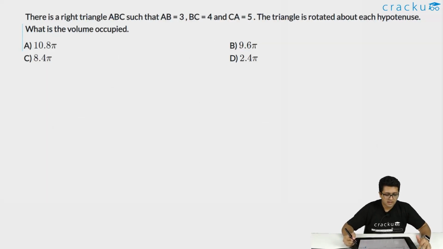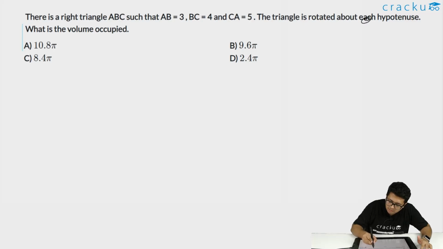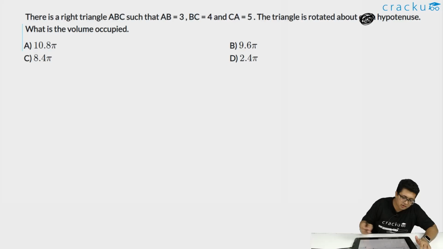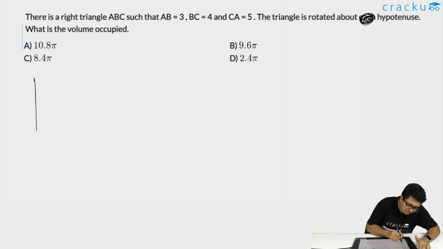Now there is a right angle triangle such that AB is equal to 3, BC is equal to 4, CA is equal to 5. So the most basic right angle triangle. Now the triangle is rotated about its hypotenuse. There's a typo in this question, so it's rotated about the hypotenuse. What is the volume occupied? So let's draw the right angle triangle first. Let's make this 3, let's make this 4, and obviously this would be 5.